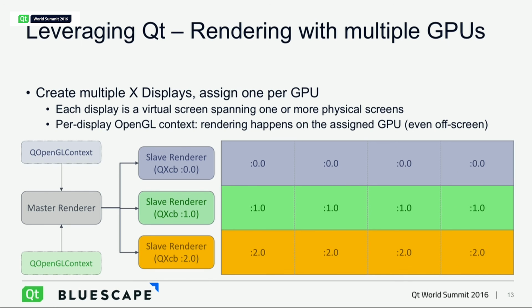So in the case of the 3x4, this is how we do it. We have three slave renderers. In the 3x4 setup, we have one virtual display for the top row, one virtual display for the middle row, and one virtual display for the third row, each assigned a different GPU. So in this case, we do have to have the rendering per GPU, and we have to have a master that coordinates those so that you don't see tearing or things like that.